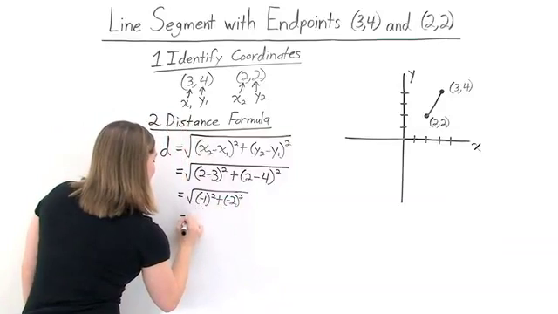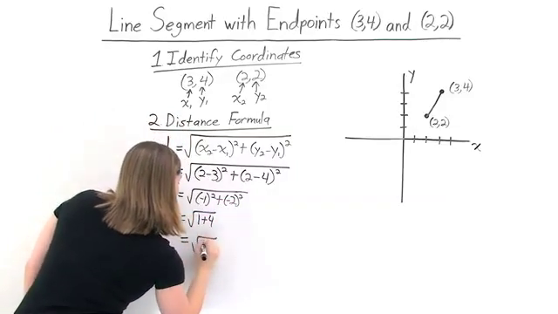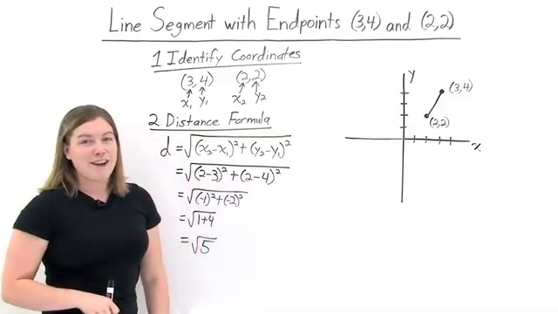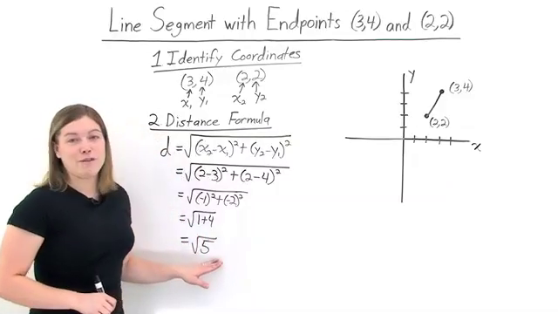Simplifying a little more, we get the square root of 1 plus 4, which is the square root of 5. So we have our distance. The distance is the square root of 5.